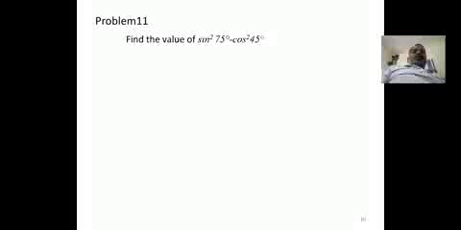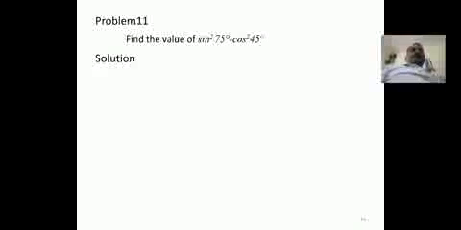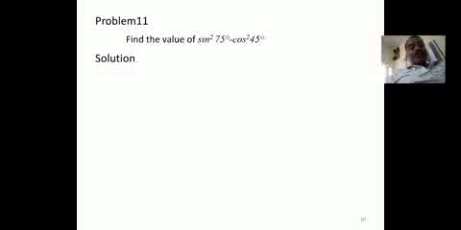Same, one more problem: find the value of cos square 75 minus sine square 75 minus cos square 45. This problem you can take in two ways. One is sine square minus cos square, or cos square minus sine square. Cos square a minus sine square b is cos of a plus b into cos of a minus b, and sine square a minus sine square b is sine of a plus b into sine of a minus b.